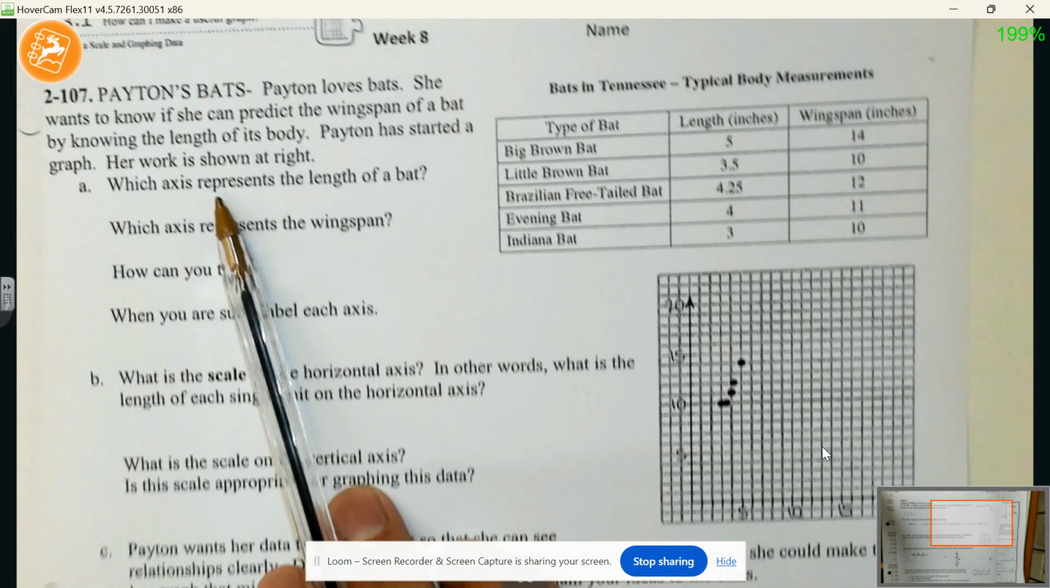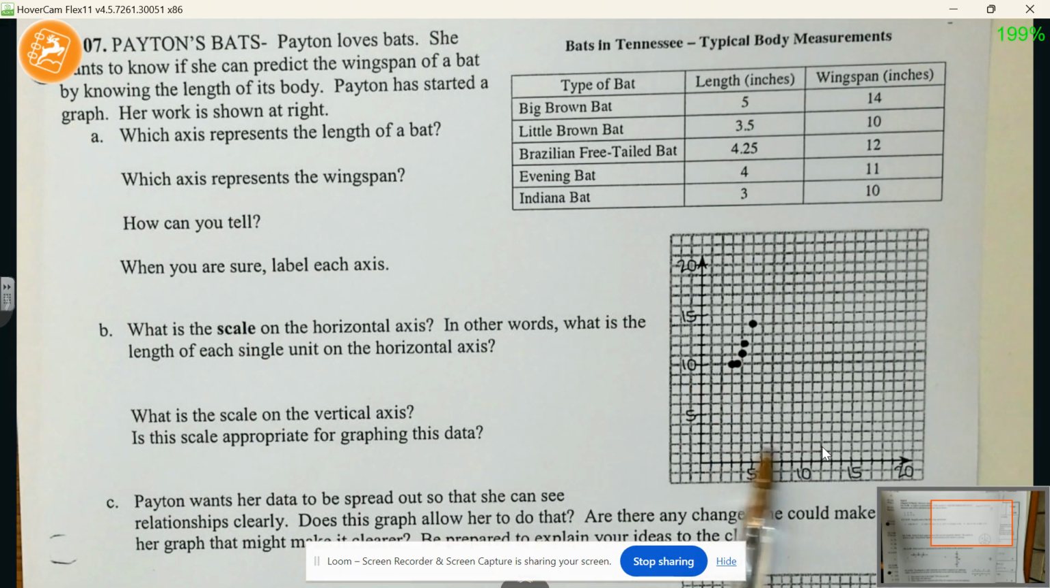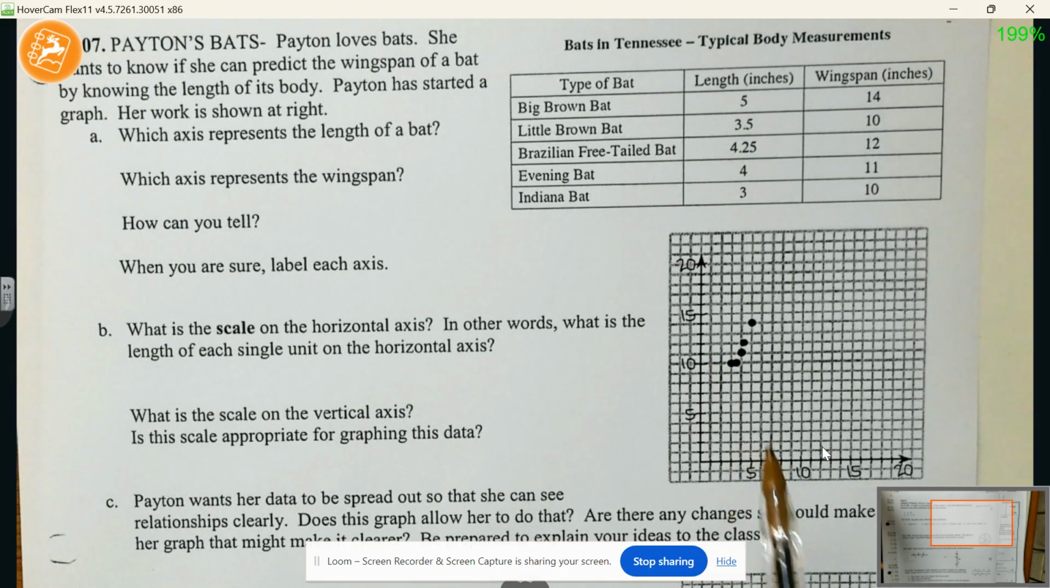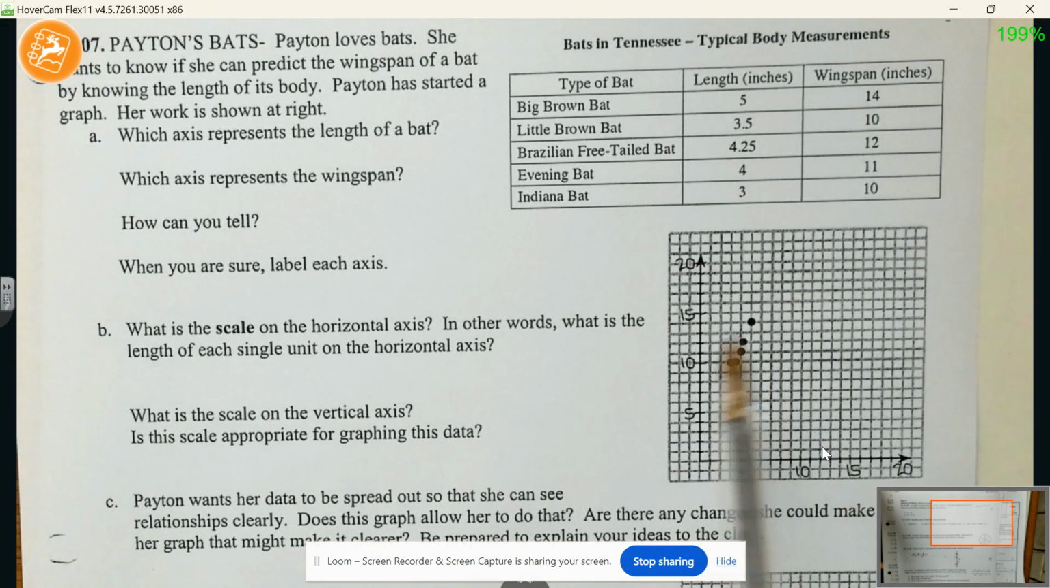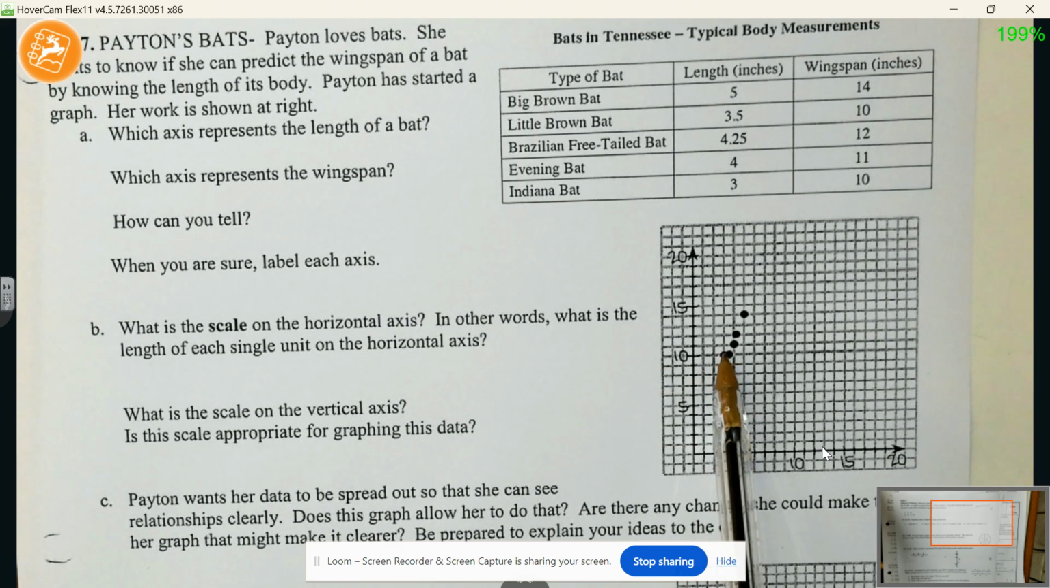Now, if we're looking at the graph, this is the graph that represents the wingspan and the length of the bats. So we see a point here, and from that location we can see that on this x-axis it's at about 3, and that point on the y-axis is about 10. And then all these other points coincide with the x and the y. We can find the ordered pairs.